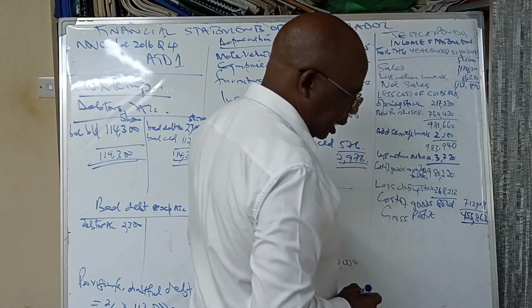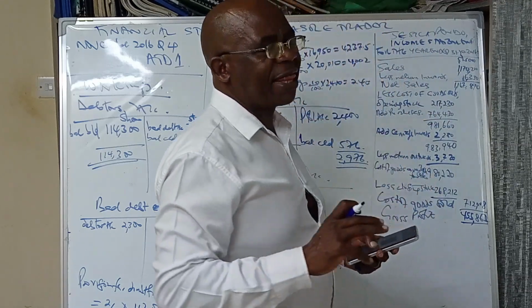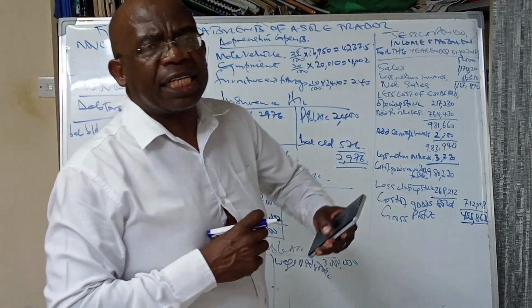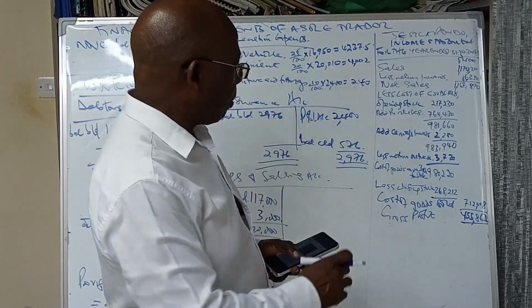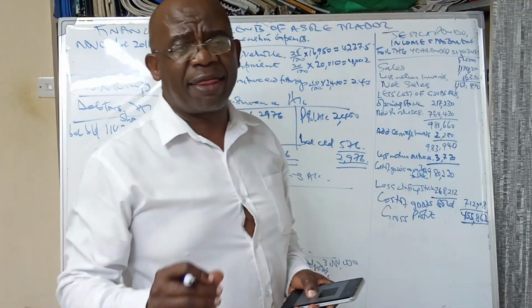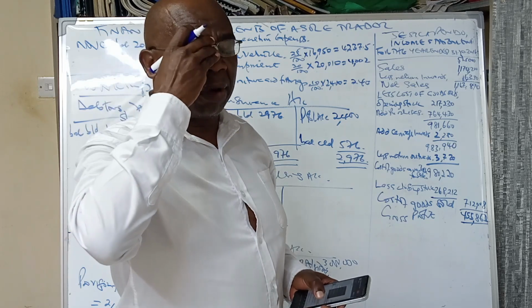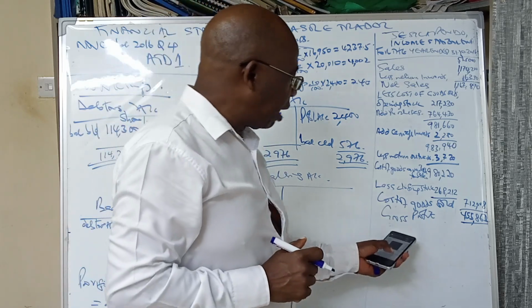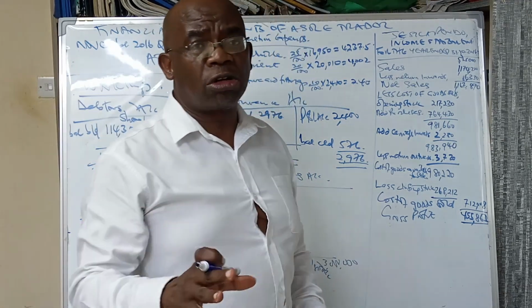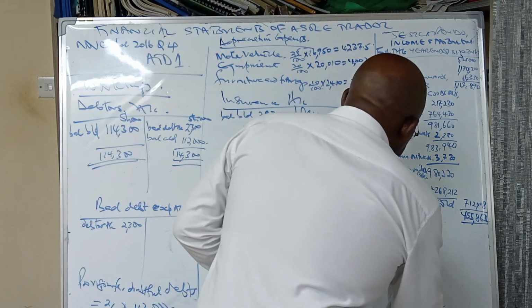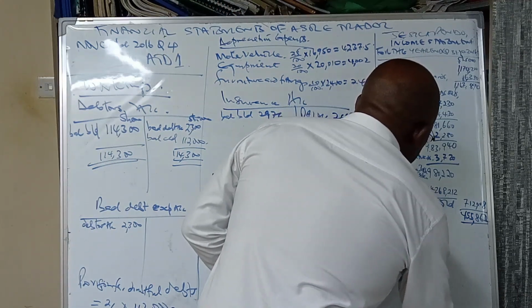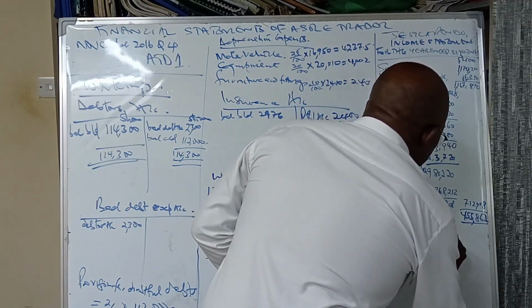And then we ask ourselves, do we have other incomes? This question does not have other incomes, but there are some questions that do. So you must always remember your format in your head. You should have said add other incomes, but because we don't have other incomes, we say less expenses.